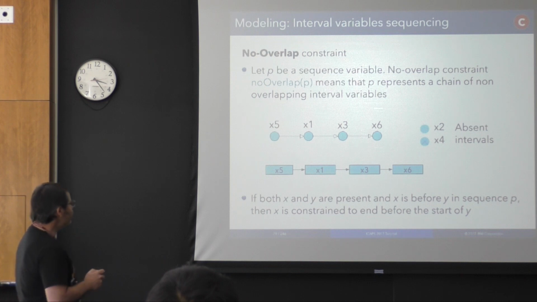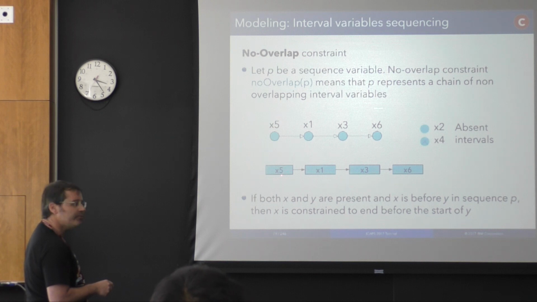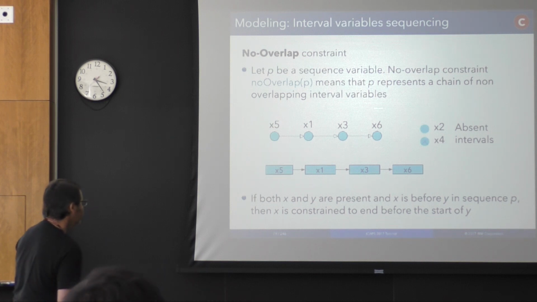The no overlap constraint holds on a sequence variable, and it means that the permutation represents a temporal order of the interval variables. So if x5 appears before x1 in the permutation, it means that x1 starts after the end time of x5. Okay?